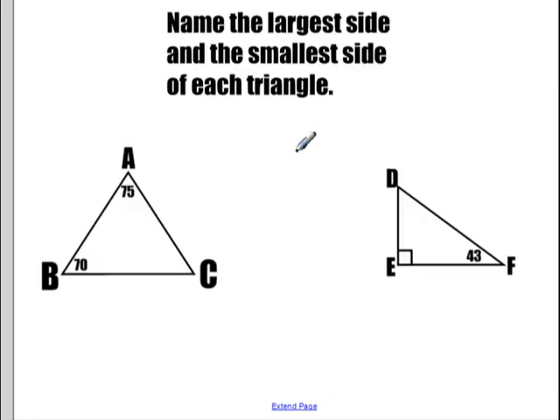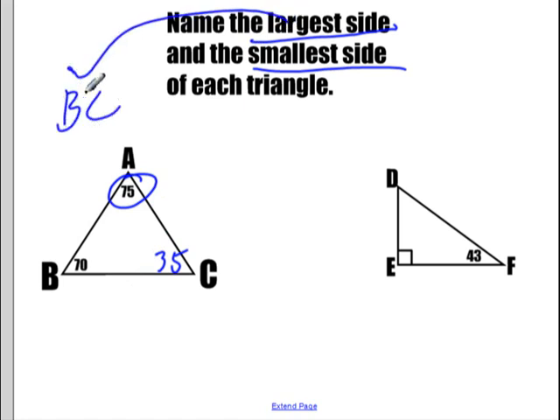Let's look at a couple examples, and then we'll be done. So here I've given you some angles. So in this case, I only know two of the angles, so I want to figure out the third. 70 and 75 is 145. That leaves 35 degrees for this one. So it asks you to name the largest side and the smallest side. Largest side is the one opposite the largest angle. So the largest side here is going to be segment BC. The smallest side is going to be the one opposite the smallest angle, so that's going to be AB.